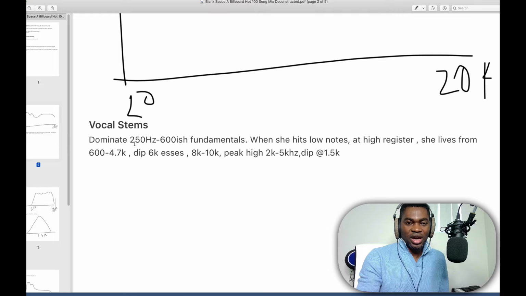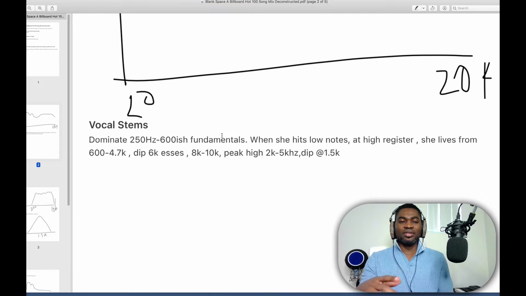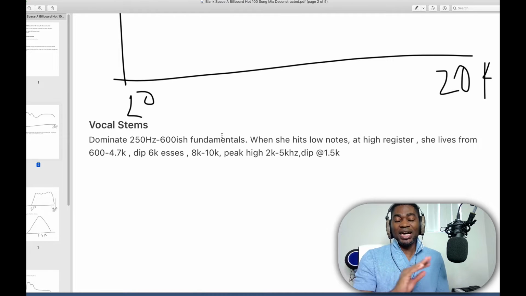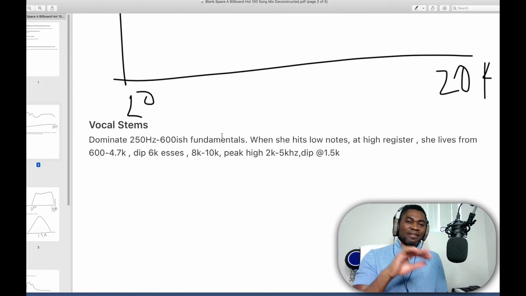Now the vocal stem dominates the 250-ish to 600. That's the fundamentals of the vocal. This is one of the experiments that I did that I'll be showing you in my classes if you decide to join my classes later on. I've never done this before, but we'll talk about that later.